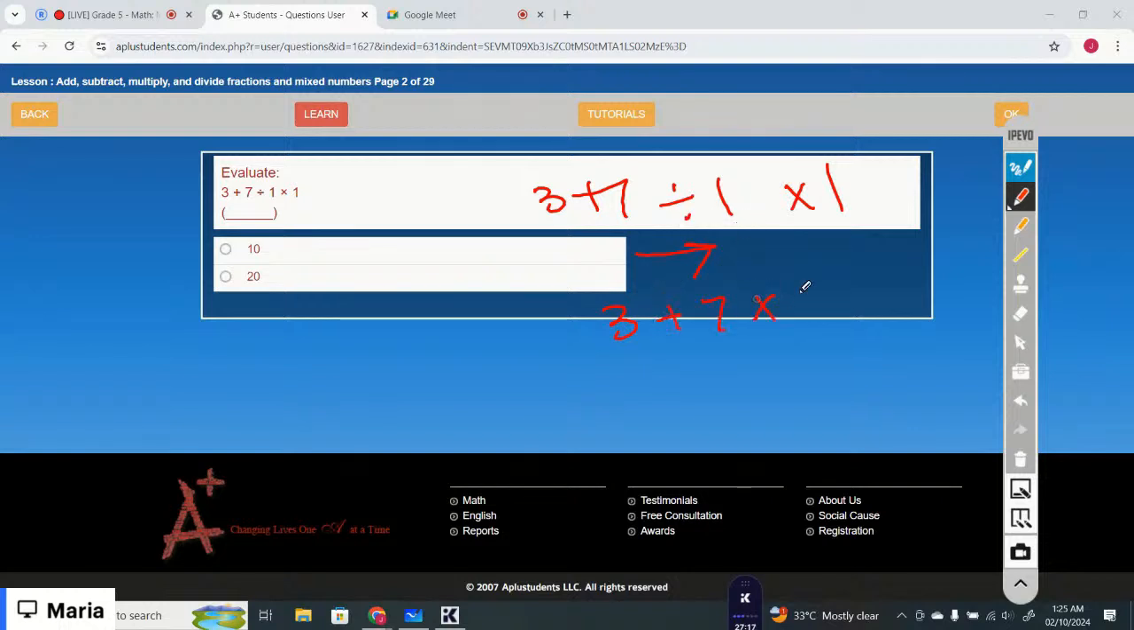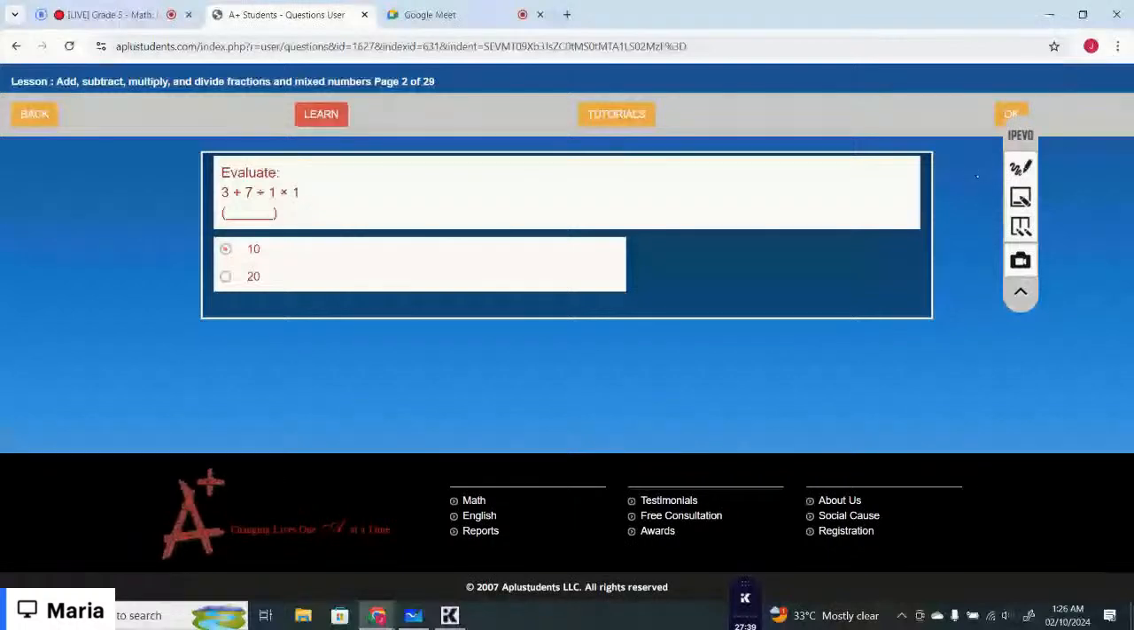You have 7 here. And again, going from left to right, you have to perform multiplication first, so 7 times 1. So 3 plus 7 is 10. The correct option is 10. Option number 1 is the correct option.